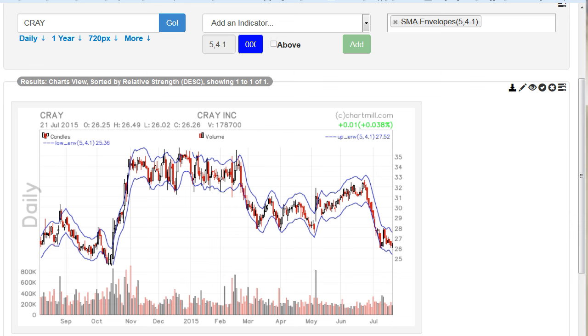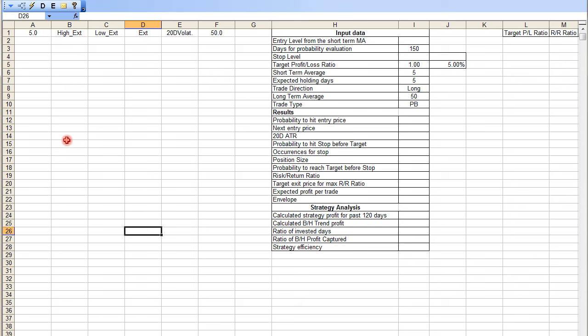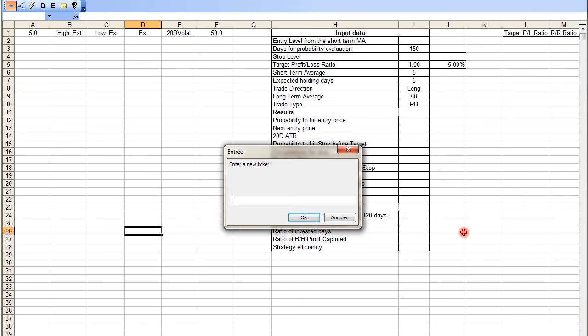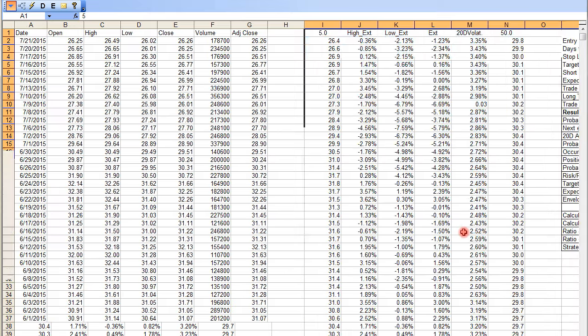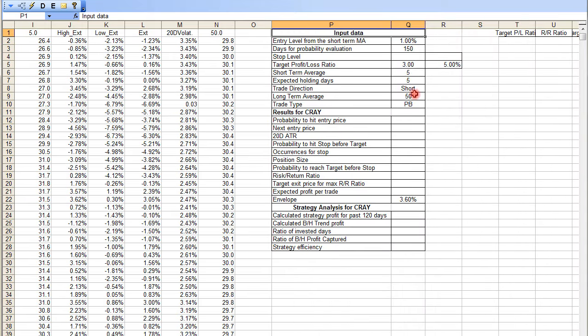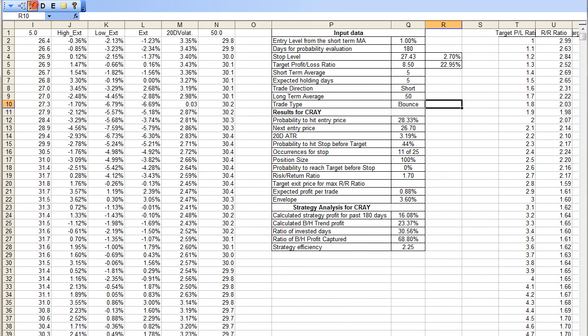So let's go to the breakout calculator. Here we are. We first have to download the data, CRAY, then set the type of trade, which is a short. Okay, and we are going to short a bounce, but I want to short the bounce on 180 days. Let's see what this gives. You see we are going to short the bounce up to 26.7, which is 1% higher than the 5MA.